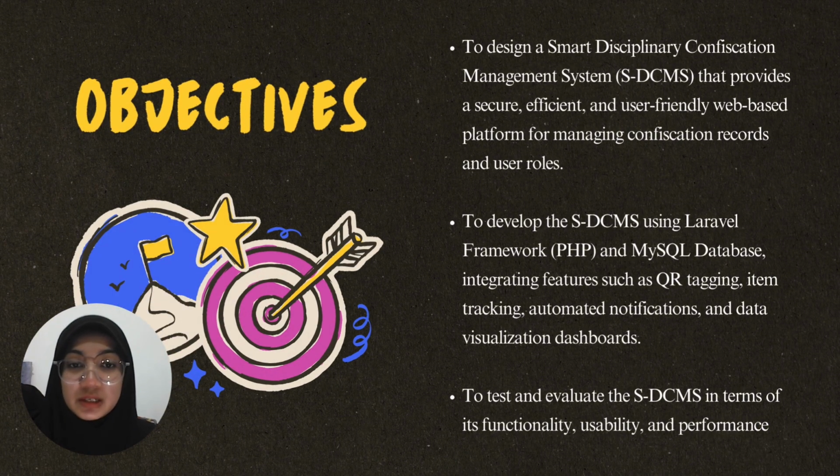Objective. First objective is to design a Smart Disciplinary Confiscation Management System (S-DCMS) that provides a secure, efficient, and user-friendly web-based platform for managing confiscation records and user roles. Second objective is to develop the S-DCMS using Laravel framework, PHP, and MySQL database, integrating features such as QR tagging, item tracking, automatic notification, and a data visualization dashboard. The last one is to test and evaluate this S-DCMS in terms of its functionality, usability, and performance.